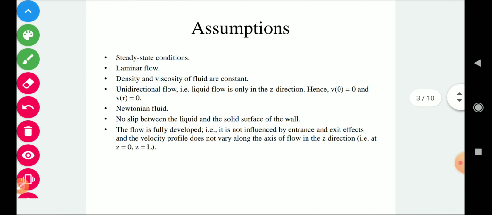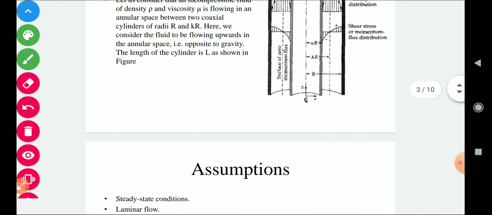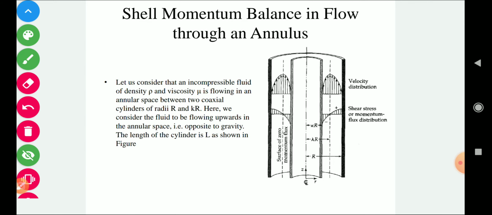assumptions, like that we have steady state condition. It means the flow is constant with respect to time, and the fluid flow is laminar. The fluid properties are constant, like density and viscosity are constant, and the flow is unidirectional. Unidirectional means the flow is only in the z direction. This z direction is the upward direction, so it is only in the z direction, and the radial and angular flow is 0.